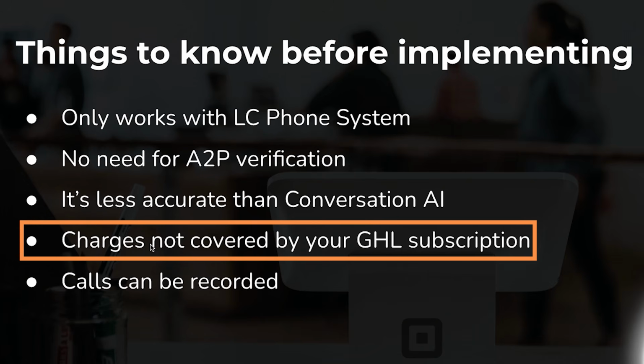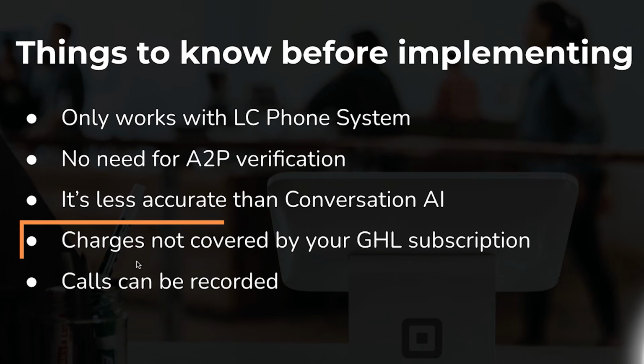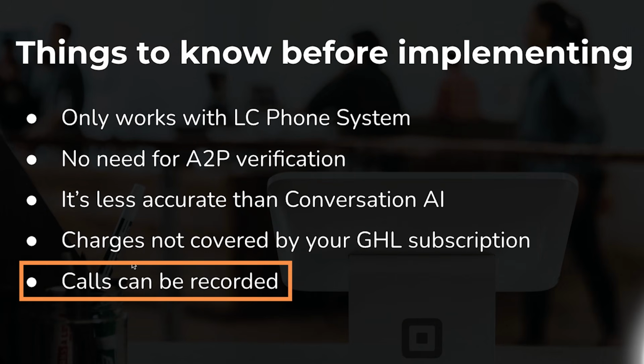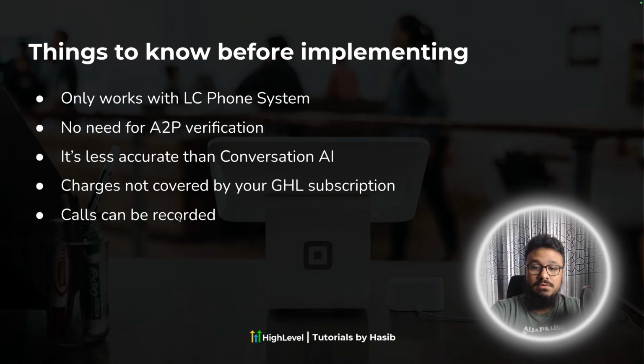The charges for the AI agent usage will not be covered by your GHL subscription. So whether you're on the $97 a month, $297, or $497 SaaS plan, the subscription itself doesn't cover the charges for the AI usage. And finally, the calls can be recorded, which you can easily configure in the phone settings. I think it's very important that you record the calls, because you need to hear some of the recordings to see how the voice AI is talking to people. Then you can adjust any settings or configurations based on that.